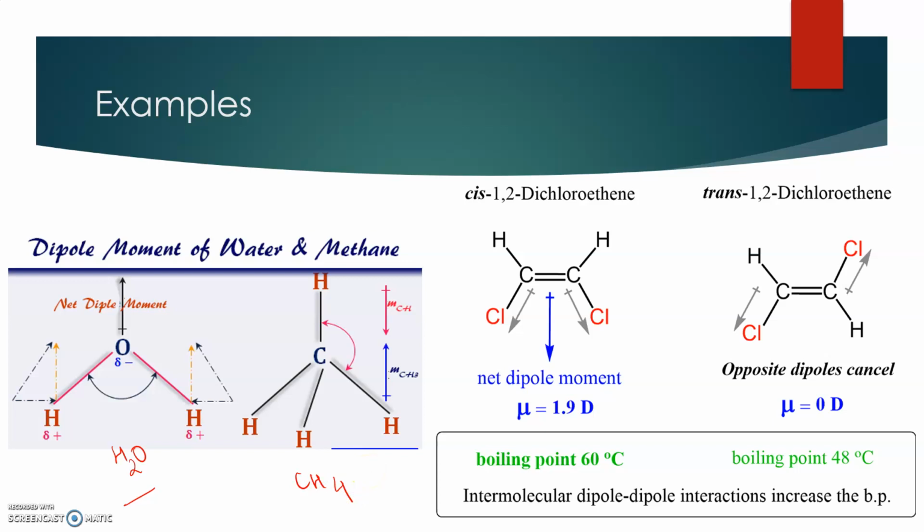Another important concept is that the presence of dipole moment also affects the physical property of any molecule. For example, if you take the case of 1,2-dichloroethene, when it is in the cis form, there is a net dipole moment. When it is in the trans form, the dipole moment cancels out and the net dipole moment is 0. Because of the presence of the net dipole moment, it has a higher boiling point. Boiling point is a physical property, and the cis form has a higher boiling point than the trans counterpart. So we also have to remember that dipole-dipole interactions affect the physical properties of a molecule.